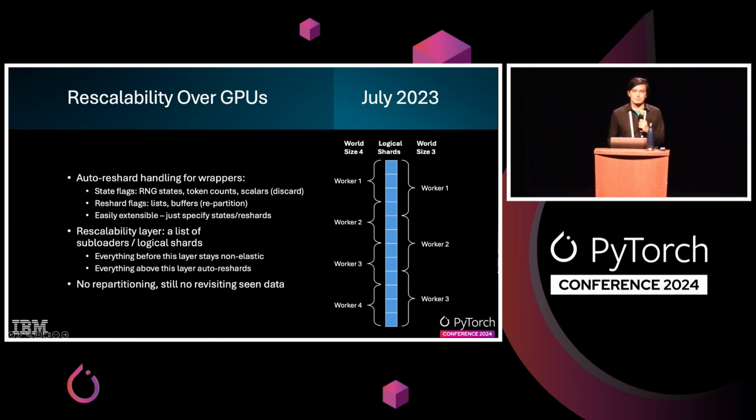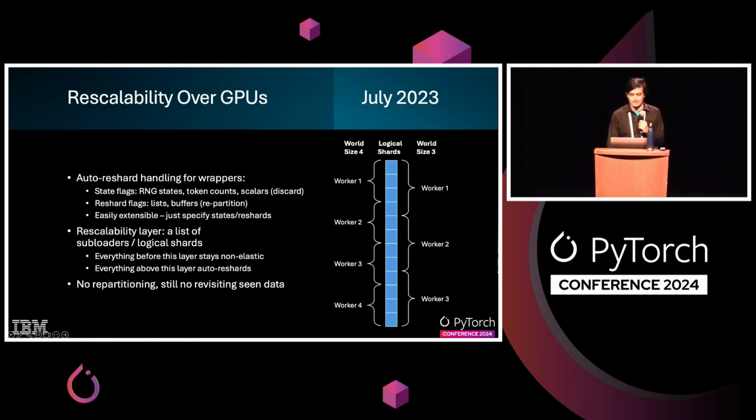For each stage of the pipeline, your state is a collection of specially flagged class variables that you want to hold on to. So we ask the user to specify which are state flags that are scalar valued and that can be dropped when we rescale, versus reshard flags, which are lists or buffers that can be pooled and repartitioned as needed. In this way, the user specifies lists versus scalars, and the code handles everything else.